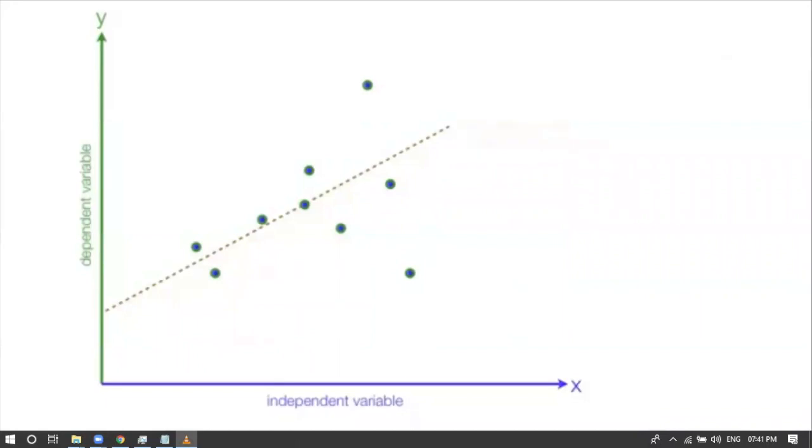Now we have to find the regression line, and what we use for finding the line is the least square method. Now, what exactly is the least square method?